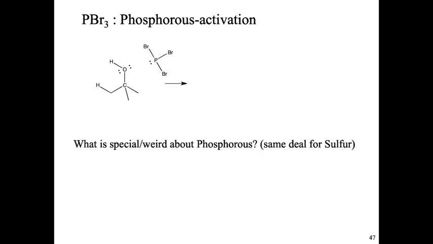Phosphorus activation, pretty much the same kind of thing. What do we see that's special about our phosphorus-containing compound? What's that? There's a partial positive on phosphorus. Why is phosphorus partially positive? The bromines are very electronegative, all withdrawing electron density from that phosphorus. That makes that phosphorus susceptible to nucleophilic attack. And what kind of a reaction?